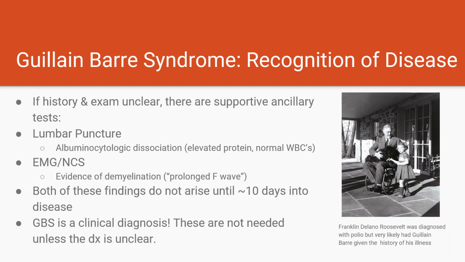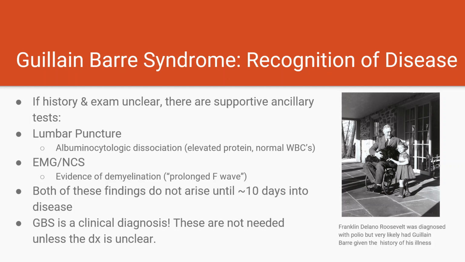If you can't clinch the diagnosis of Guillain-Barré with history and exam, there are some ancillary tests that you can perform to support your diagnosis. This includes a lumbar puncture that will demonstrate the classic albuminocytologic dissociation, which in less fancy words just means elevated protein and normal white count, as well as an EMG, which will show evidence of demyelination and something called a prolonged F wave. That said, it's important to know that these findings don't typically arise until about 10 days or so after symptom onset.